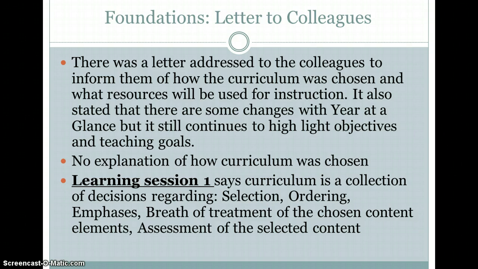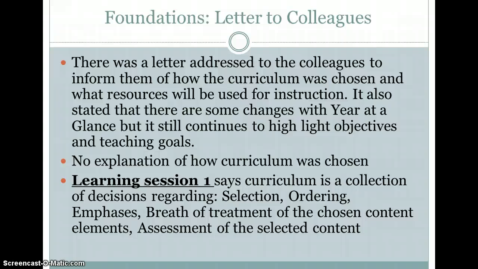To begin with my foundations, I started with the letter to colleagues that was written by the deputy of the school district, and it was a letter addressed to the colleagues to inform them of how the curriculum was chosen and what resources will be used for instruction. It also stated that there are some changes with this year at a glance idea, but it still continues to highlight objectives and teaching goals. The year at a glance idea I will talk more specifically about in the next couple of slides.